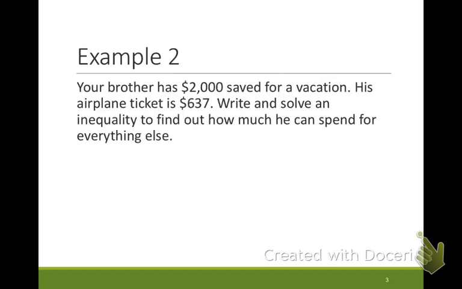It says your brother has $2,000 saved for vacation. His airplane ticket is $637. Write and solve an inequality to find out how much he can spend for everything else. So, pretty straightforward. Is this a compound, or is this just a regular inequality? Just a regular inequality. Okay? So this is like what we're going to go back to from 1.6. So how are we going to write this? What are my values? $2,000.